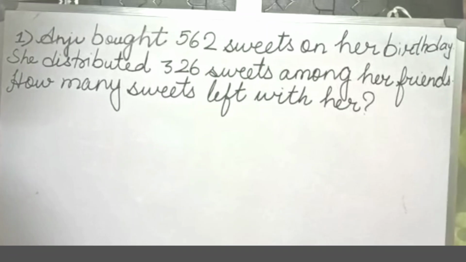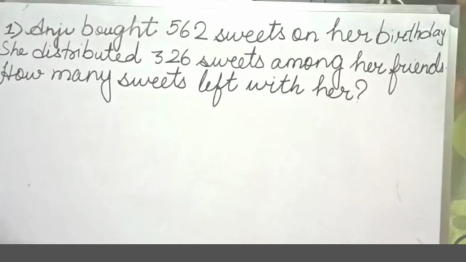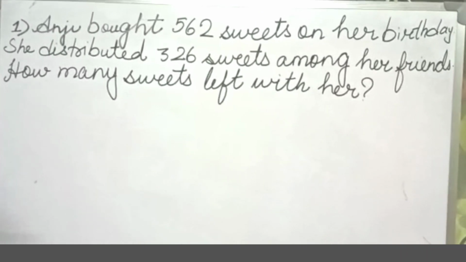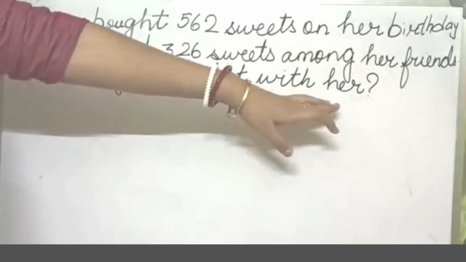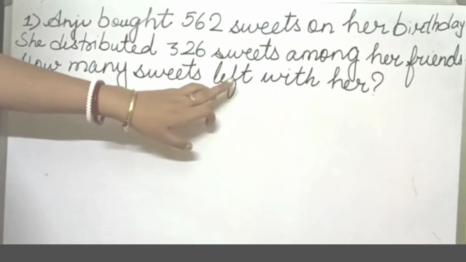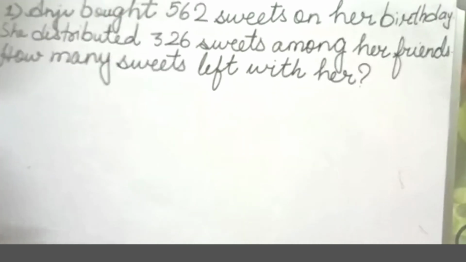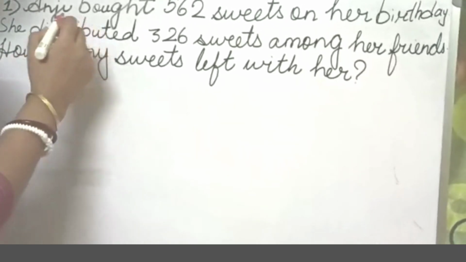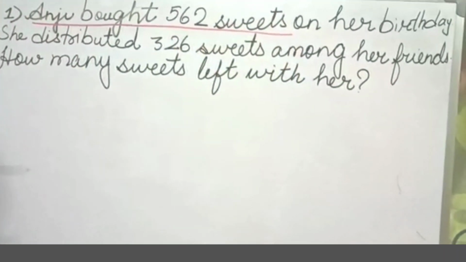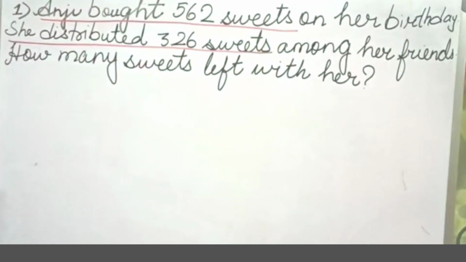To the first example. Anju brought 562 sweets on her birthday. She distributed 326 sweets among her friends. How many sweets are left with her? As I have told earlier, whenever you find the word "left" in the word problem, that means you have to do the subtraction. So first you underline the given information. Anju brought 562 sweets and she distributed 326 sweets among her friends.